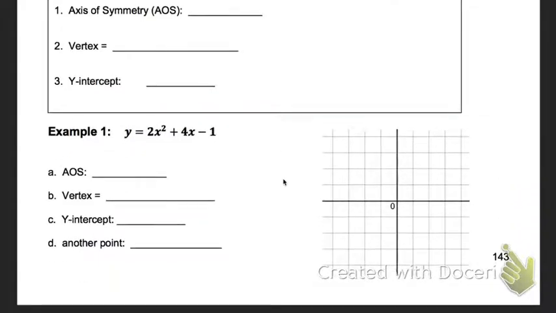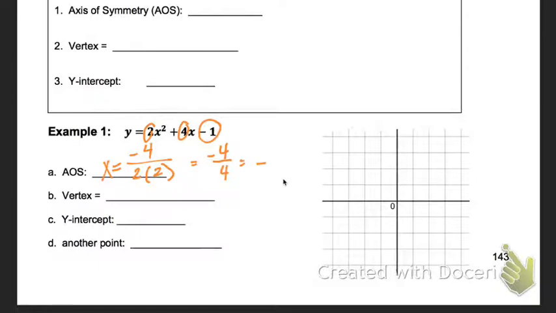Okay, so we have 2, 4, and negative 1. Those are our A, B, and C. The axis of symmetry would be x equals negative b over 2a. So that would be negative 4 over 2 times 2, which is negative 4 over 4, which reduces to what?